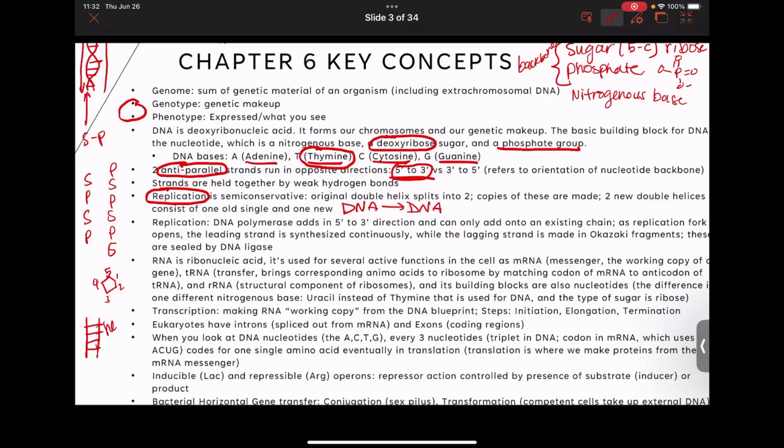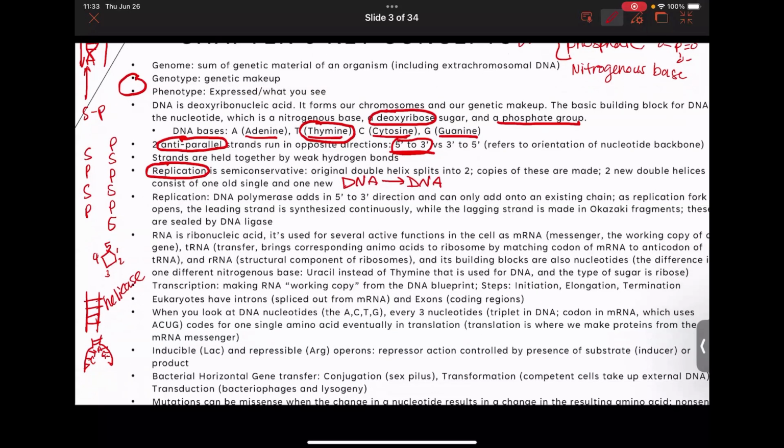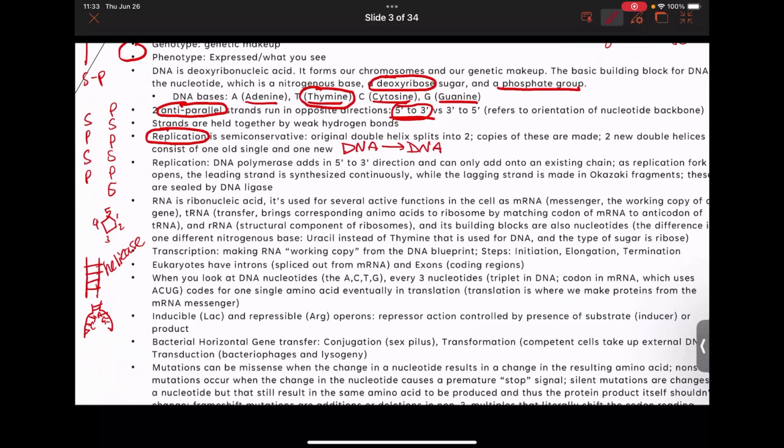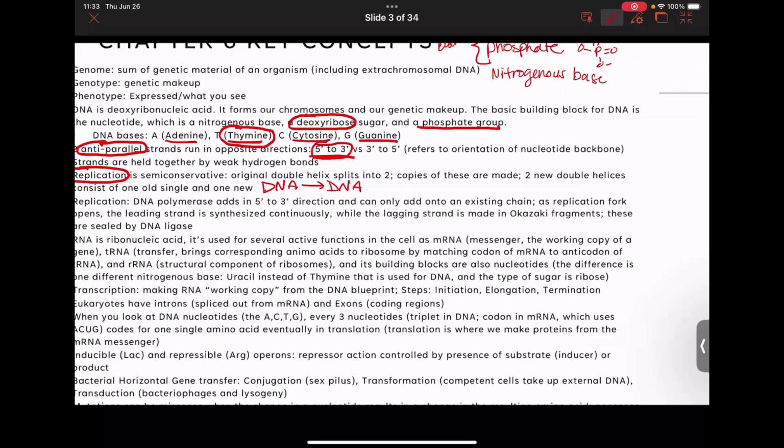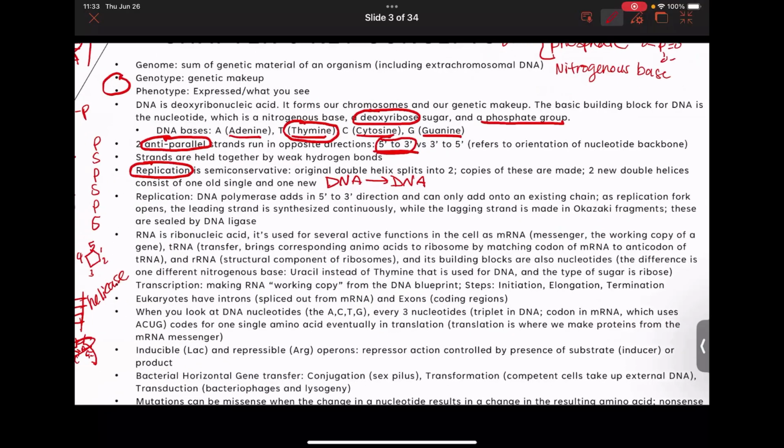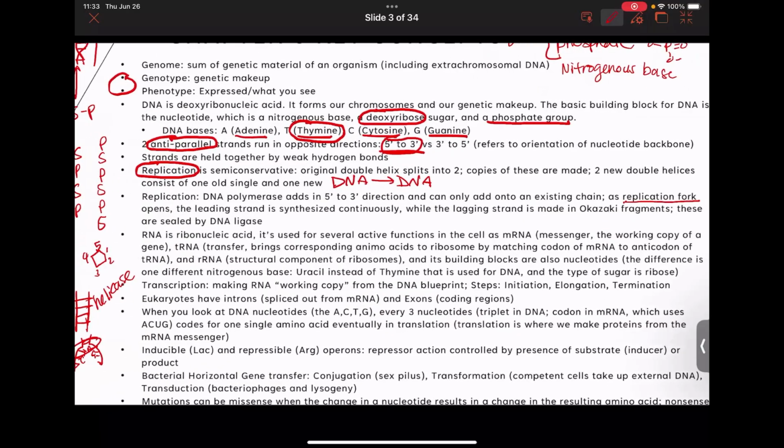So after helicase unwinds, we have the separating and opening of the strands. This side will be going this way, and this side will be going this way. And if this was A, that one would have been T. If this was C, this would have been G, and so on. So we're opening up that double helix. And that site where we're opening is called the replication fork.